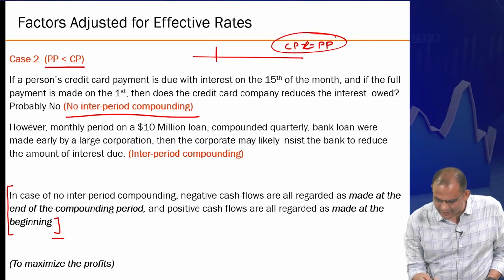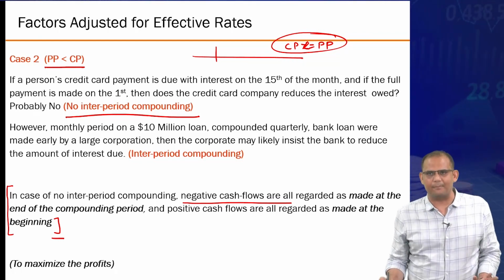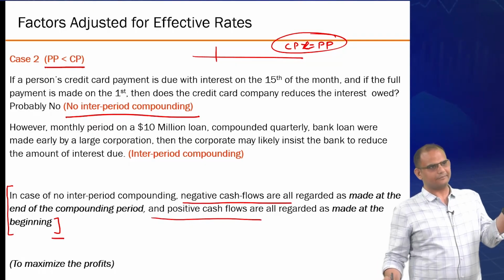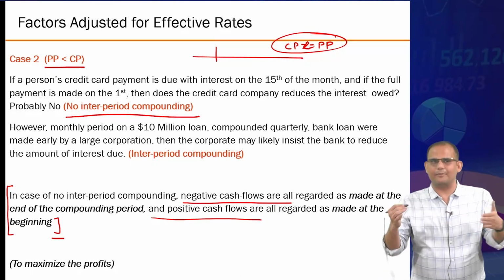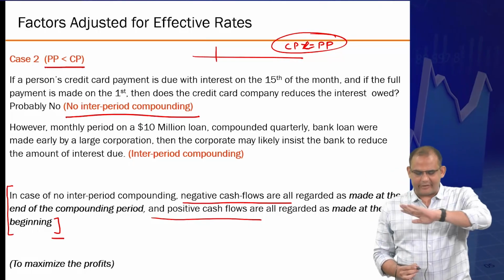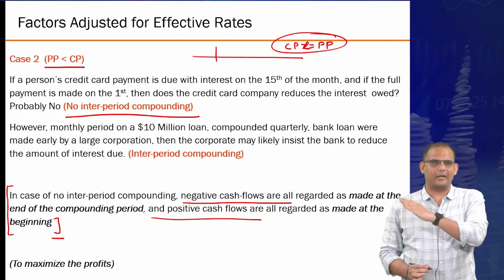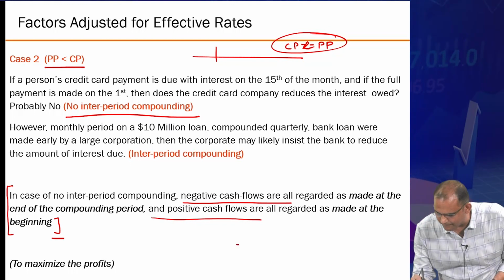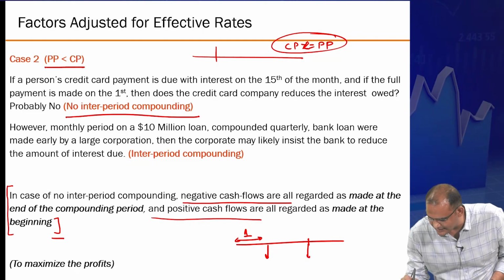So what happens is, all the negative cash flows are made at the end of the compounding period, and all the positive cash flows are regarded as made at the beginning. Why so? In order to maximize your profit, you want to show the maximum profit. So a negative cash flow occurring later is slightly less powerful on the present worth. If the same loss happens in the beginning, it has a more powerful impact on your present worth, because, for example, one loss is happening at year 1 versus another loss happening at year 2.